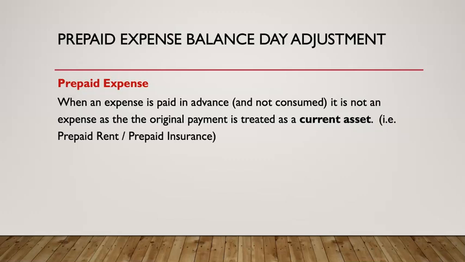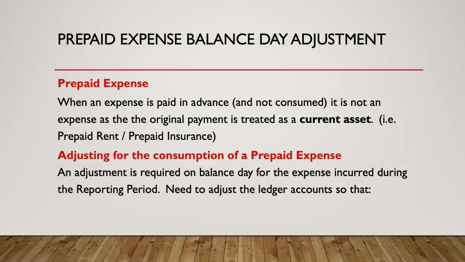Now, you have not consumed all of that rent. In fact, you've consumed none of it when you pay it. So it's actually an asset, because now you control the building that you now have paid for. You now have control of insurance that will cover you for 12 months. Why is it a current asset? Because you're only going to have control of this thing for less than 12 months.